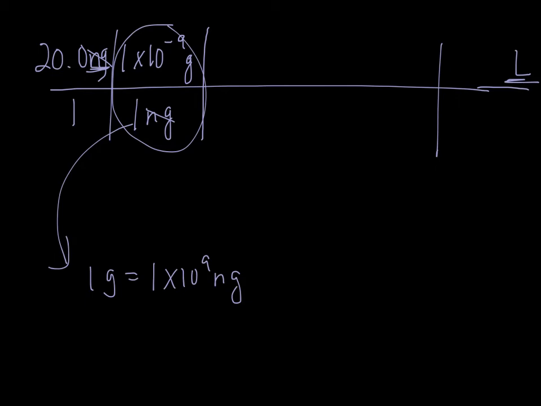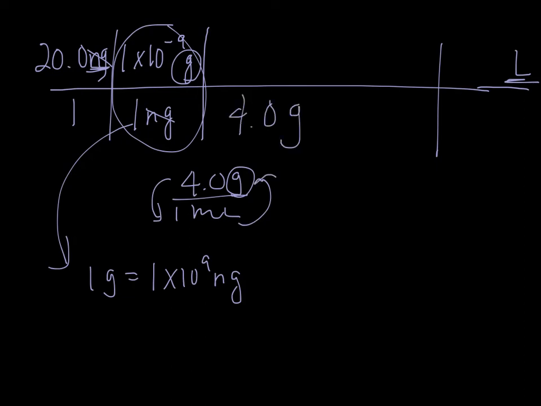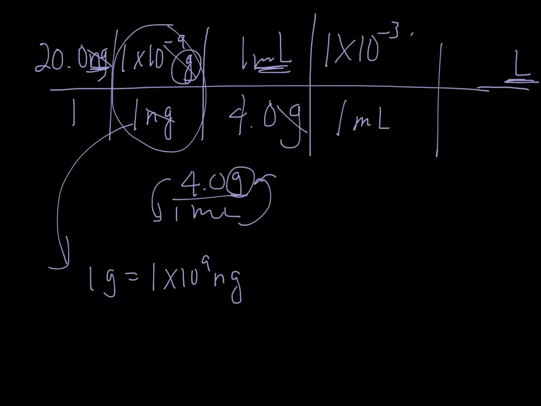So my density again is 4.0 grams per milliliter, but I can't have grams at the top and grams at the top to cancel out, so I have to flip this over. So 4.0 grams over 1 milliliter. So grams and grams cancel out. But I don't want my answer in milliliters. I want it in liters. So again, I have 1 milliliter. And then I'm going to put 1 milliliter is equal to 1 times 10 to the negative third liters, right? Now all I have to do is multiply straight across.